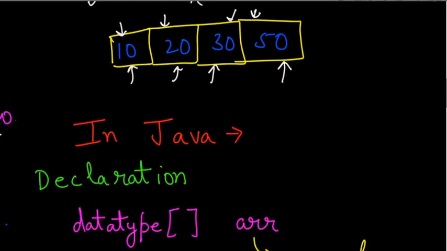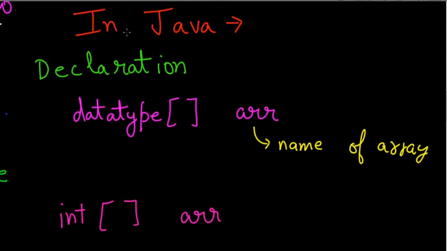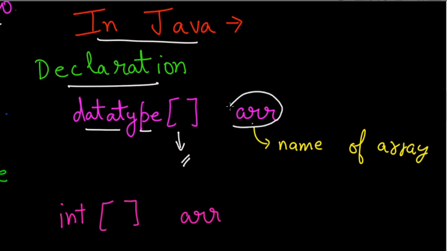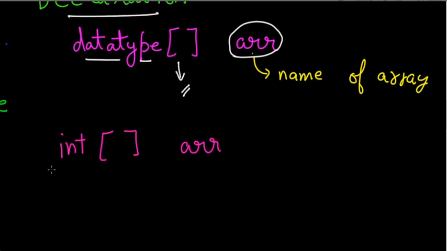Okay, so now coming to Java. In Java, how do we declare an array? Data type. So what is data type? Data type can be integer, character, boolean, long, float. Then we write the brackets which indicate that it is an array. Then the name of the array, or we can say the reference variable. For example, int bracket then ARR, which we have taken as the name of the array.